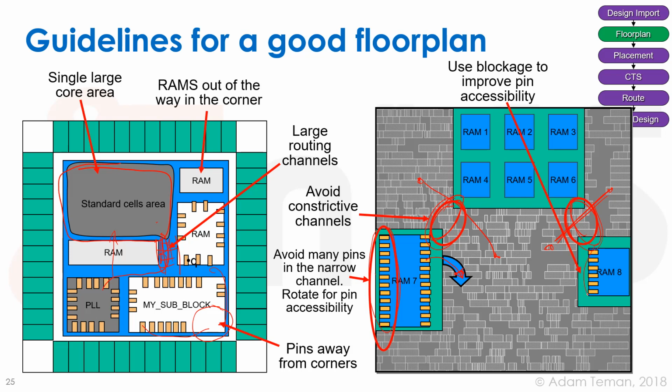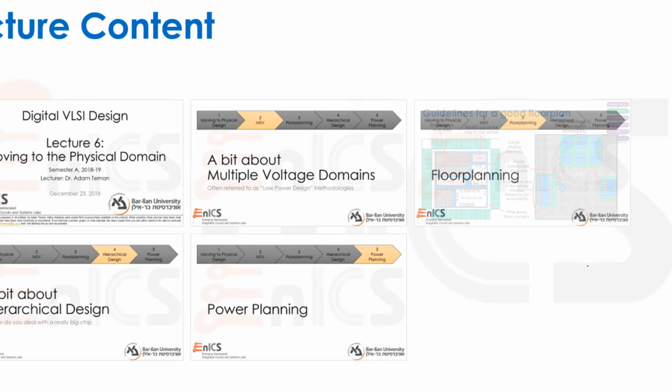Another thing is that, again, we have the pins over here. We should use blockages like the halos over here to allow a lot of access to the pins without being disrupted by all kinds of standard cells that are placed there.